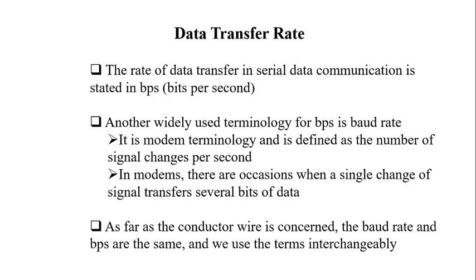Data transfer rate. This is also an important term in serial communication. Generally, we can call it the baud rate. What do we mean by the baud rate? The rate of data transfer in serial communication is stated in bits per second. Another widely used terminology for BPS is baud rate. It is modern terminology and is defined as the number of signal changes per second. In modems, there are occasions when a single signal change transfers several bits of data. As far as the conductor wire is concerned, the baud rate and BPS are the same, and we use the terms interchangeably.